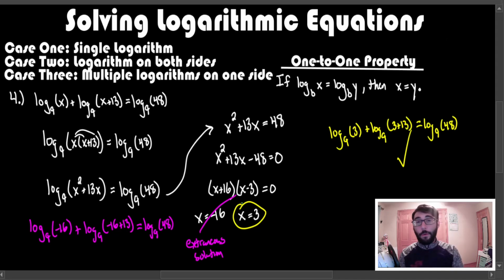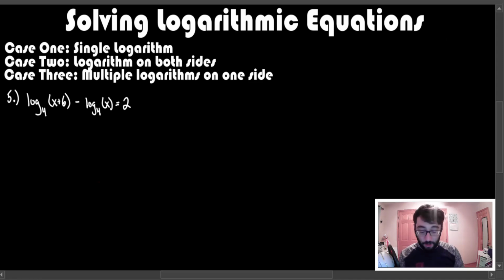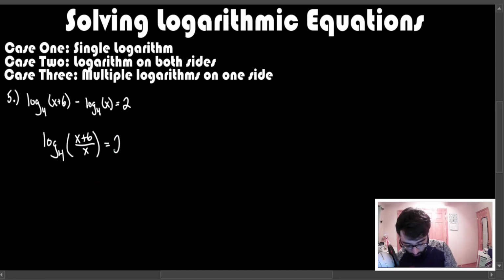Now I want to cover one more example, and it's going to be a little bit different from this one. So let's take a look at this one. We have two logarithms on the left-hand side, and we don't have any logarithms on the right-hand side. So what we can do is condense the logarithms on the left-hand side to a single logarithm. Notice these two logarithms have the same base of 4, and they are subtracting one another. Well, that's the quotient property. When you have two logarithms subtracting one another, that means their arguments are dividing. So I can condense this down to log base 4 of x plus 6 over x is equal to 2.